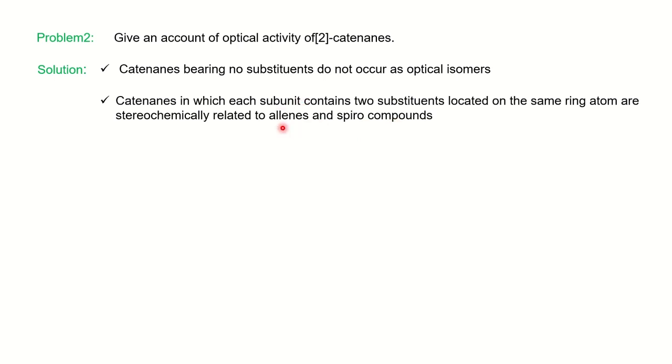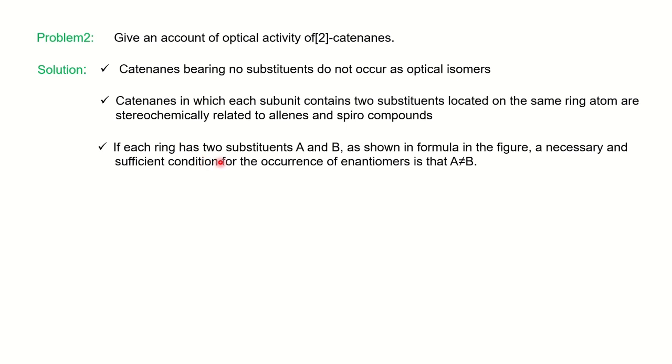If you have watched and learned about allenes and spiro compounds, we can similarly tell about the stereochemistry of catenanes, like allene you have done and spiro compounds you have done. In the same way we can find the stereochemistry of catenanes. If each ring has two substituents, for example A and B, the necessary condition for it to have enantiomers is that A should not be equal to B.